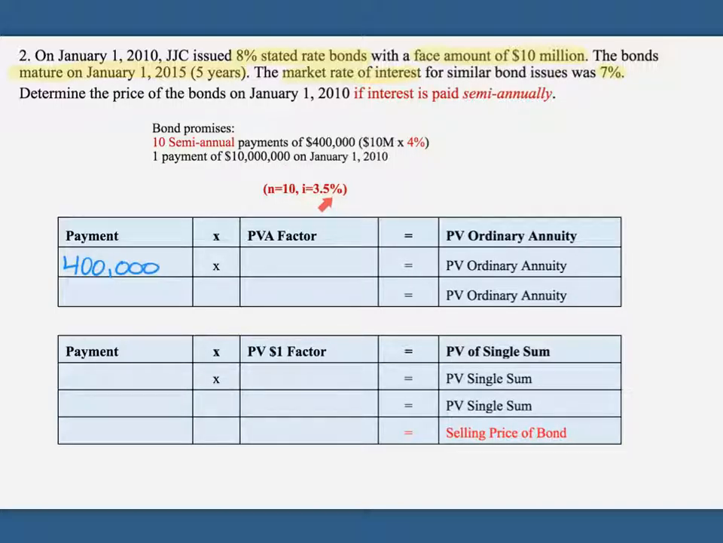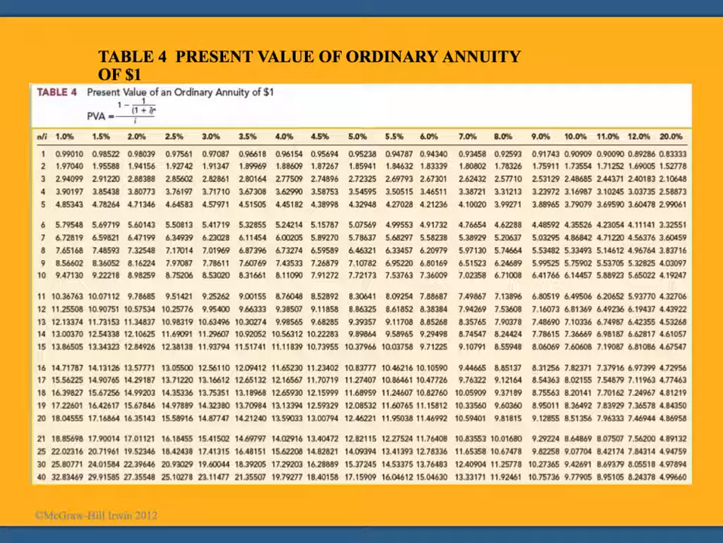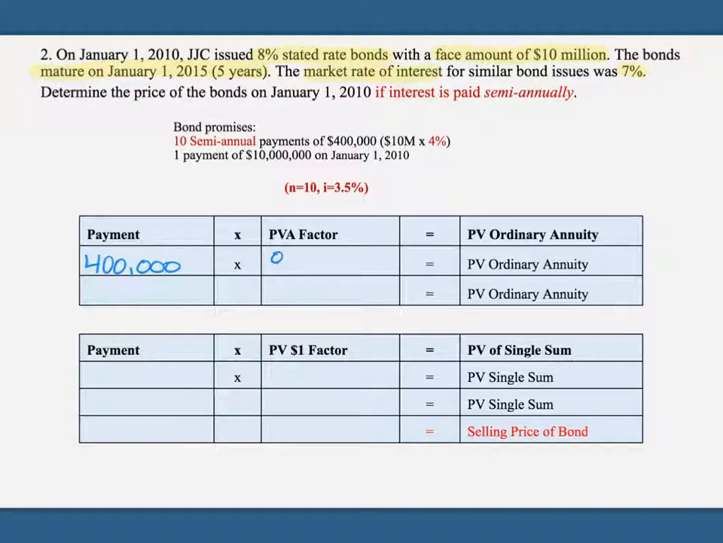So let's look at our table to figure out what the factor is for this. Looking at our table, at 10 periods, 3.5%, we get 8.31661 to use as our factor. So we'll plug in that number. And when we multiply that by 400,000, we get our present value of our interest payments, which is going to be $3,326,644.